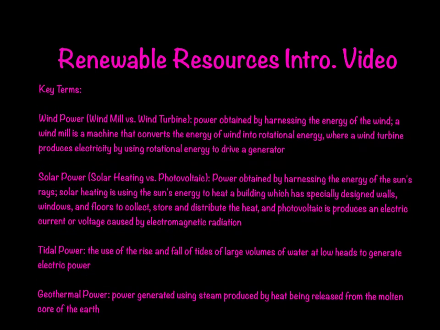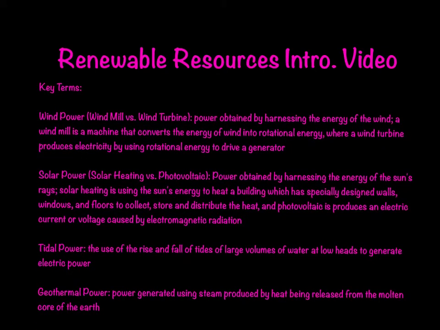Alright, so we'll start with wind power. I'll also discuss the difference between a windmill versus a wind turbine. So wind power is the power obtained by harnessing the energy of the wind. A windmill is a machine that converts the energy of the wind into rotational energy, and then it performs work by either grinding up food, so grain, and then making it into a flour, for example. And a wind turbine is used to produce electricity by using that rotational energy to actually drive a generator. So this can convert it from the rotational energy to electricity, something that we can use for lights and such.